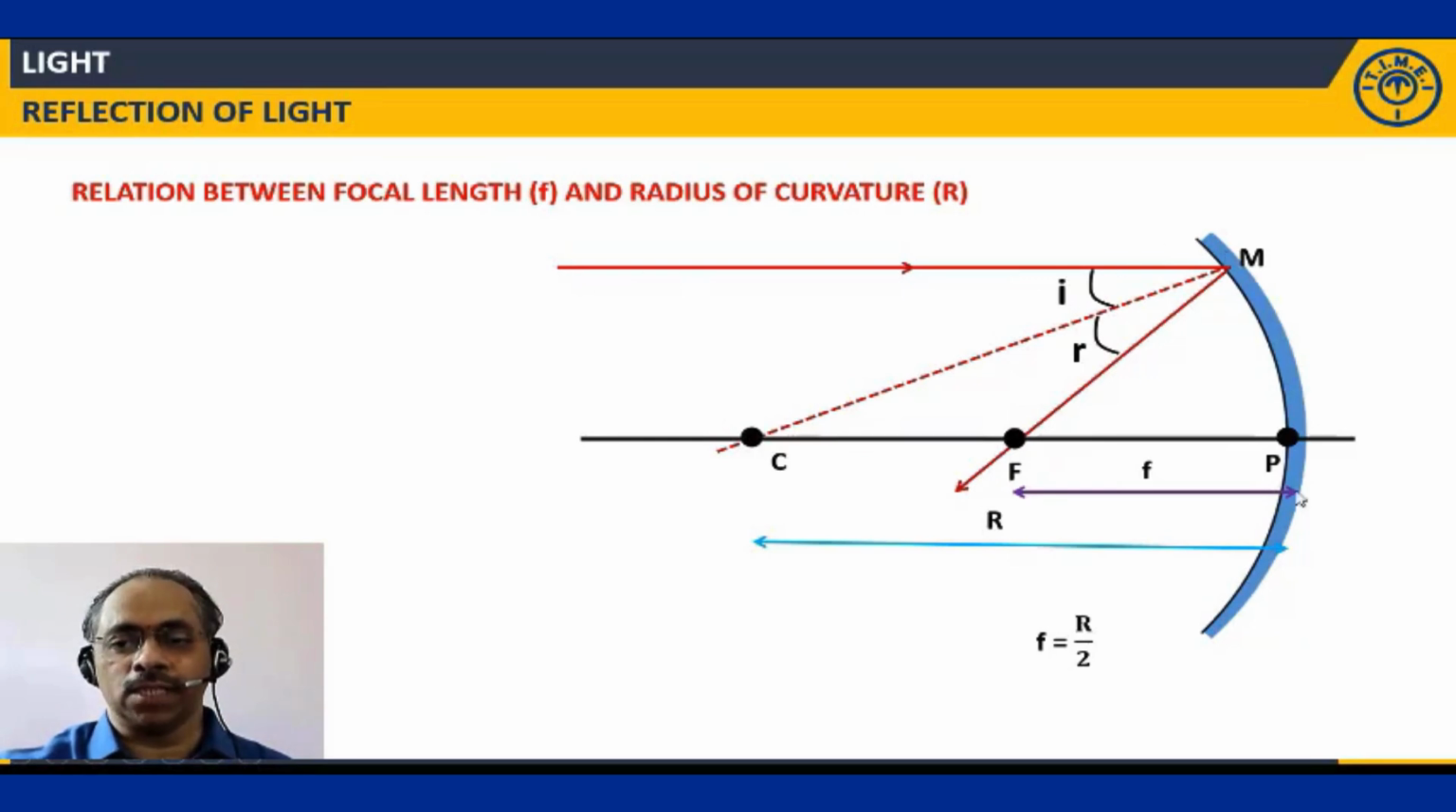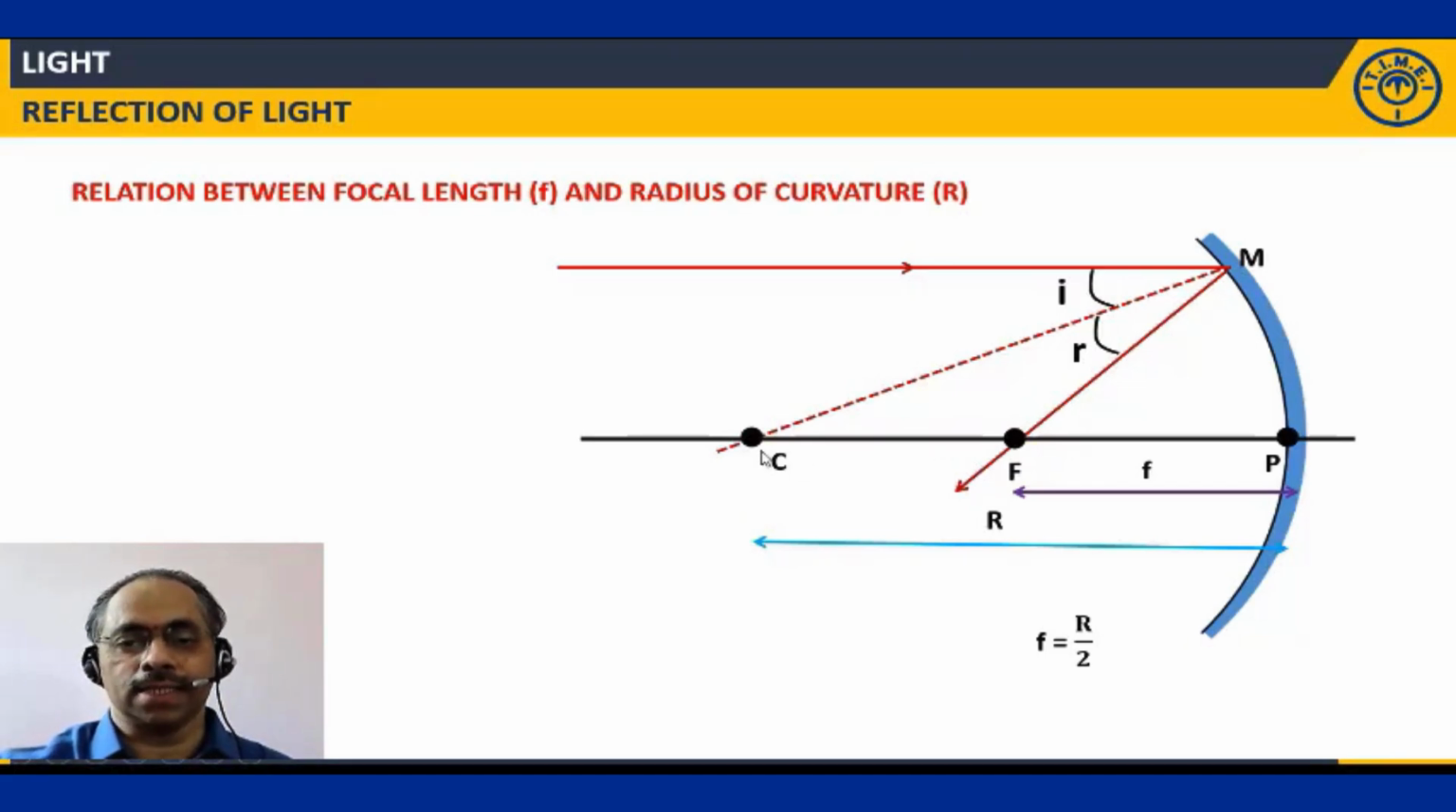Here in this particular image, this is the principal focus. So F is the principal focus and this line is the principal axis. There is a light ray coming parallel to the principal axis, incident on the mirror at the point M. The inner surface is the reflecting surface. That is the reason it is called a concave mirror. And this reflected ray is passing through the focus over here.